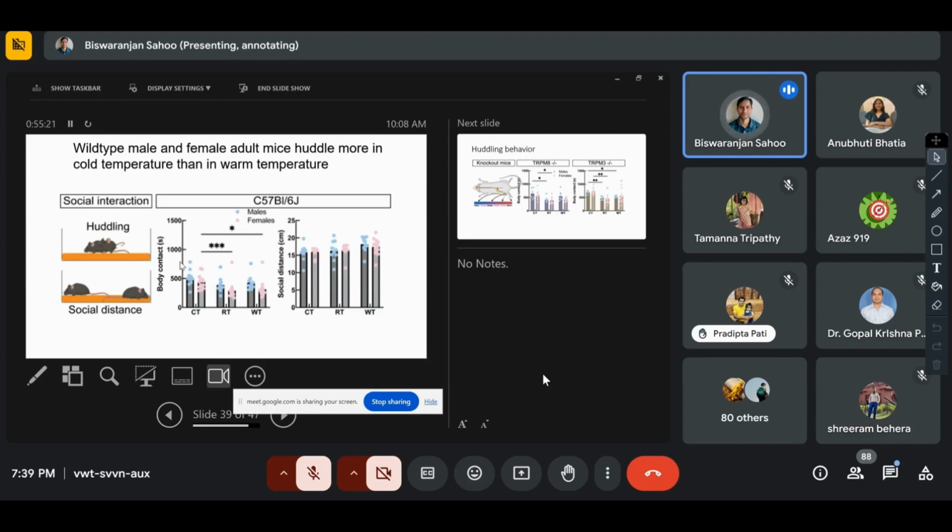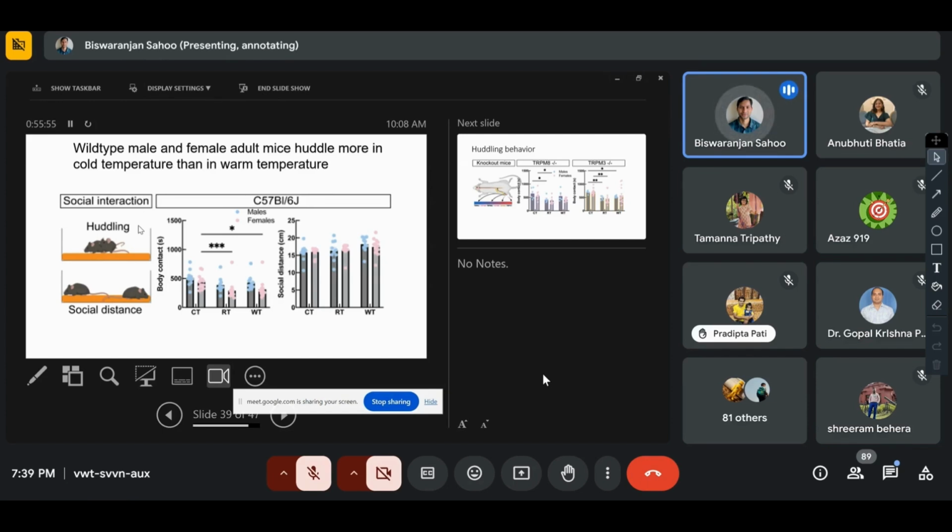What we do is take two mice at a time and expose them for 30 minutes to different temperatures: cold, around 15 to 16 degrees, room temperature, 22 to 25 degrees, and warm, around 34 to 37 degrees. Then we check how the interaction is. And the huddle, actually in cold, in the wild, you have seen penguins especially.